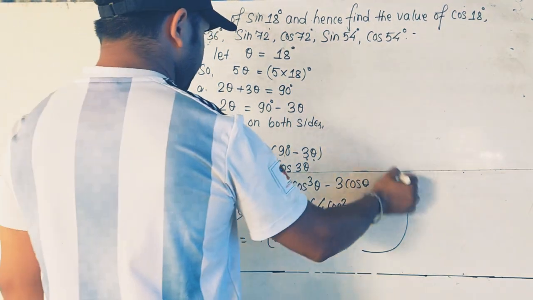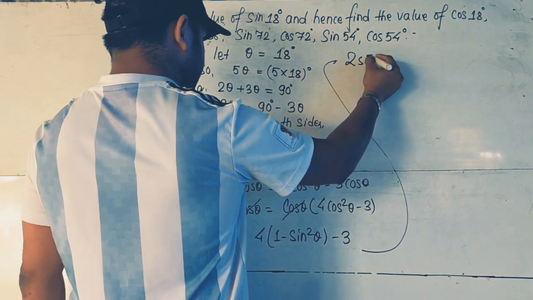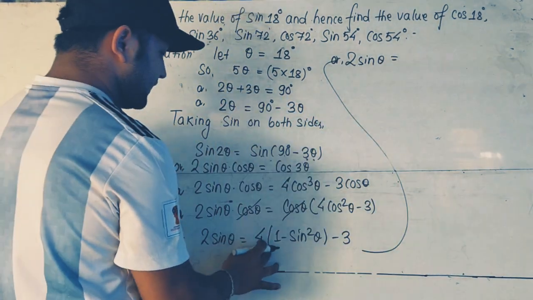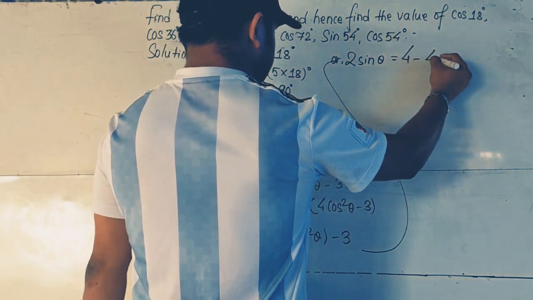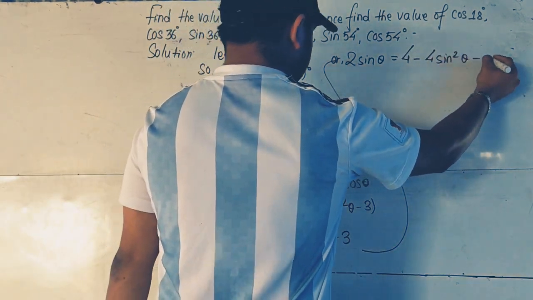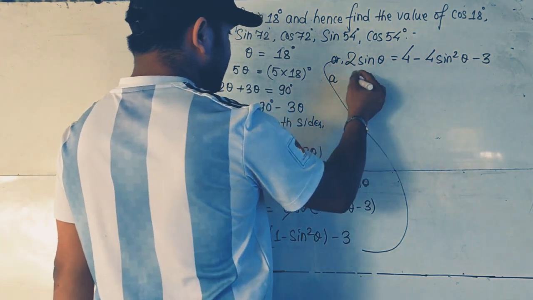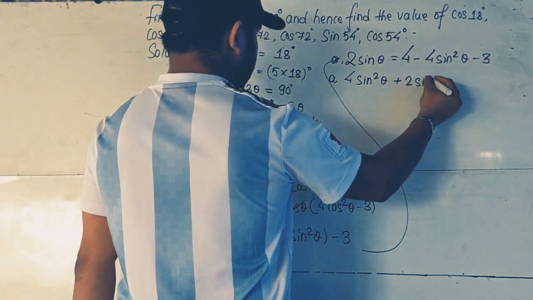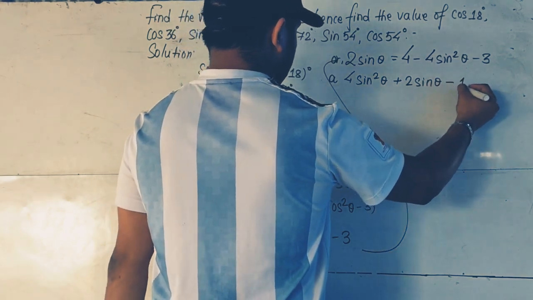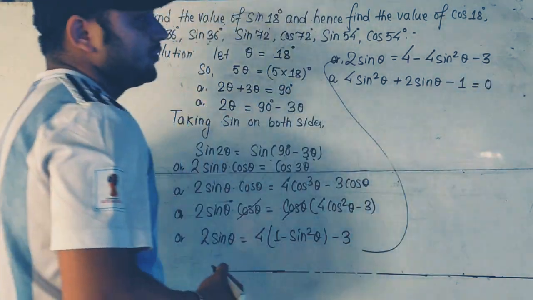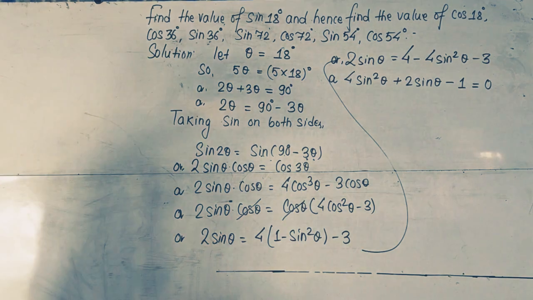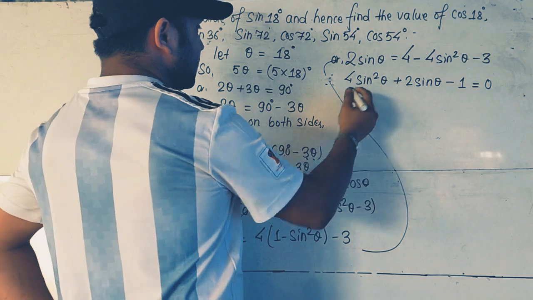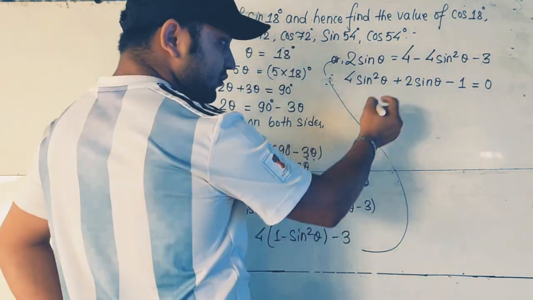So now we will have 2 sine theta equals 4 into 1 is 4, minus 4 sine square theta, minus 3. When you take this 4 sine square theta before the equal to, it turns to plus. 2 sine theta. 4 minus 3 gives you 1. When 1 is brought before the equal to, it turns into minus 1. So we'll have this left now. Now this is a quadratic equation, so we will solve the quadratic equation.